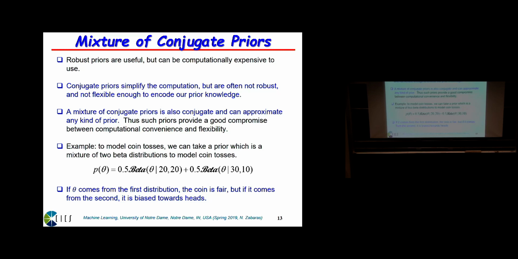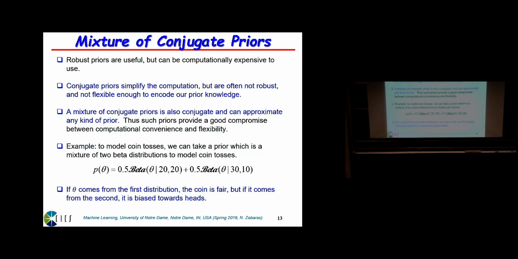So for example, in the coin problem, let's say that the probability of heads, theta, is the unknown, right? You can say, well, if my coin is fair, this is a good prior. But if the coin is not fair, this is a better prior. Well, that's fine. If you don't know if the coin is fair or unfair, how about if you use a mixture of the two priors?